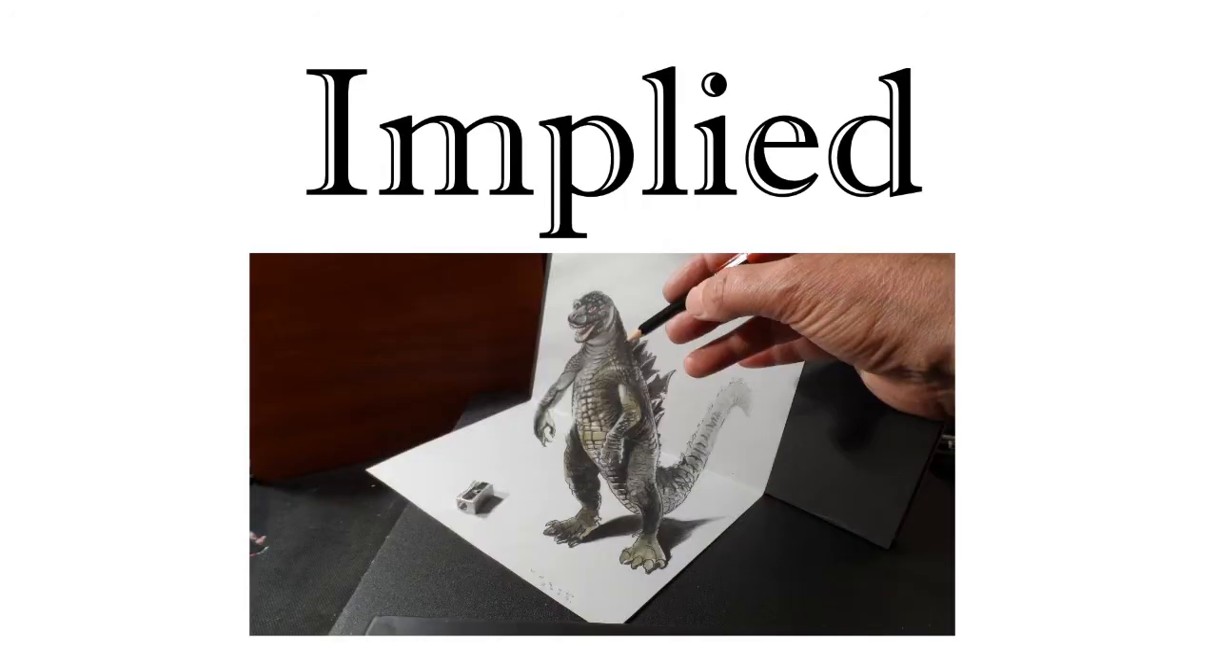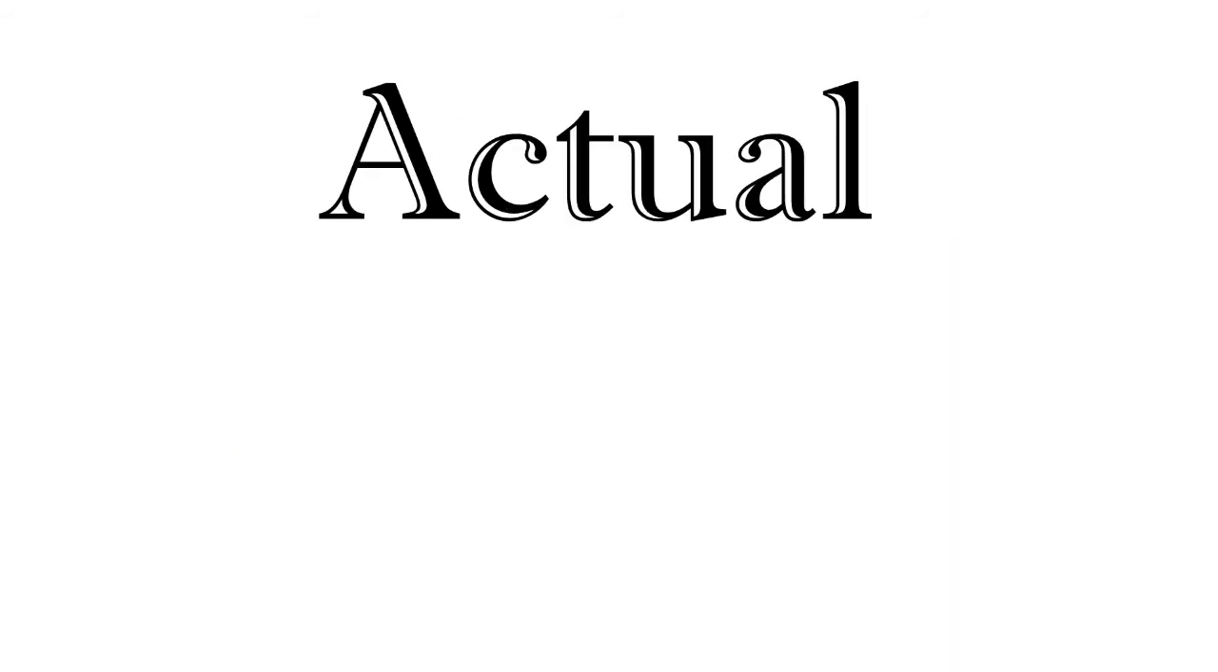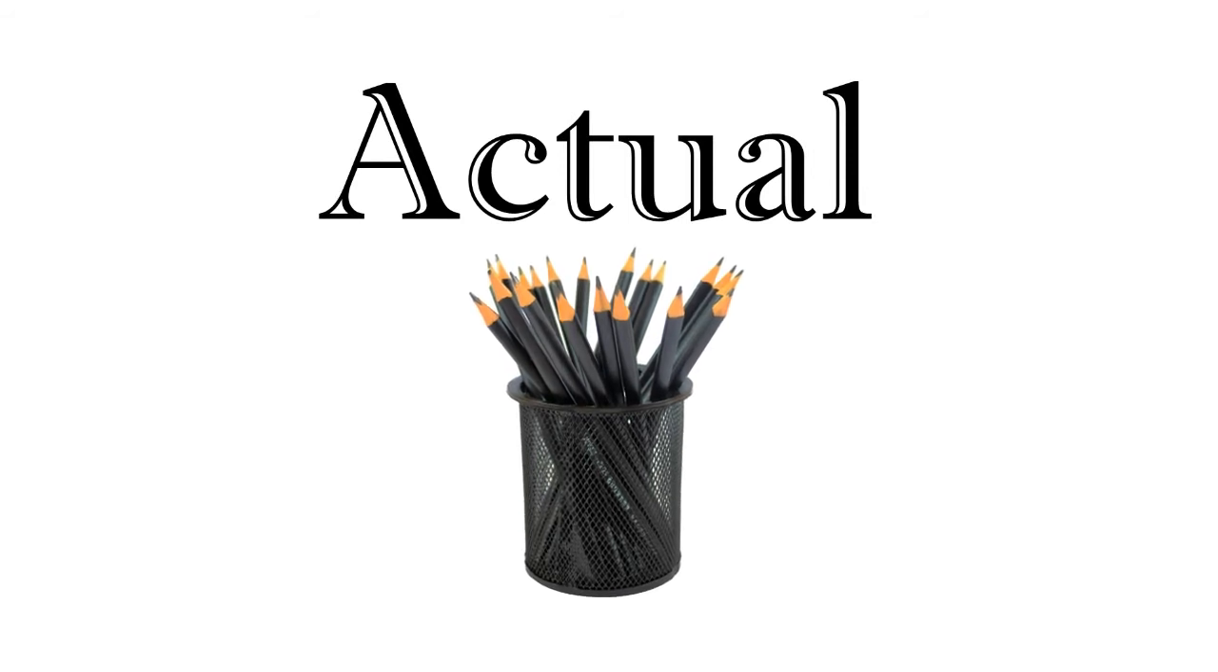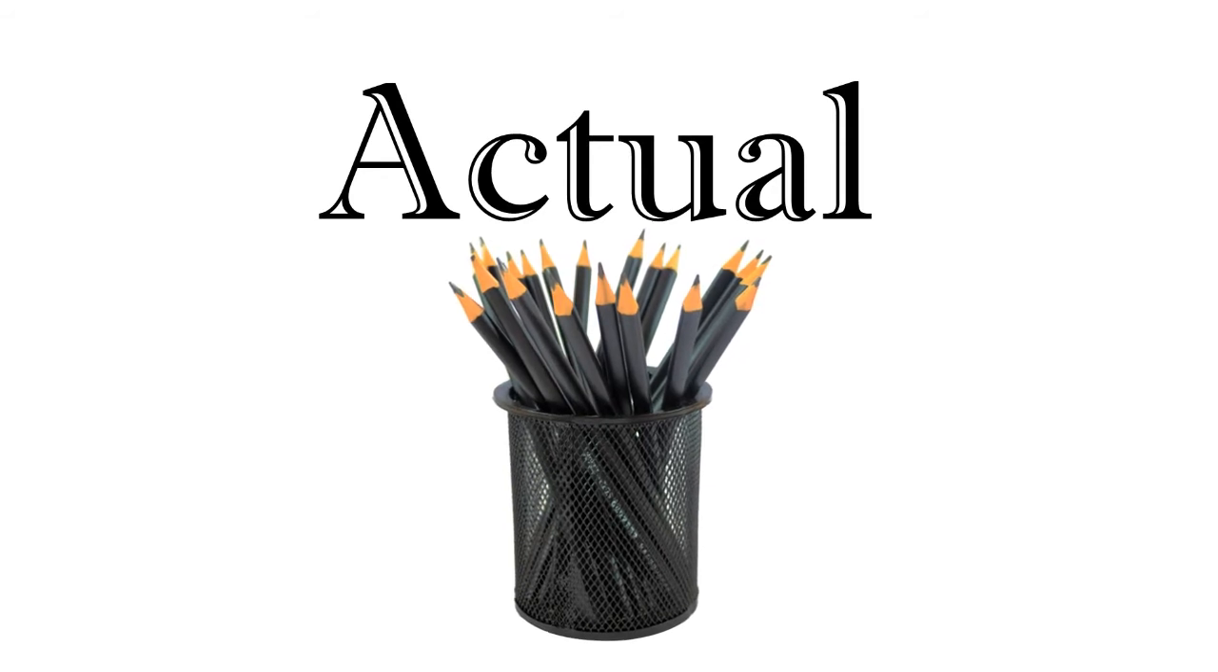So form can be actual or implied. Implied form is a drawing that looks like it's a real thing, it looks like it has dimension. Actual form is something like my pencil. This is actual form too. It is actual dimension, actual shapes and everything.